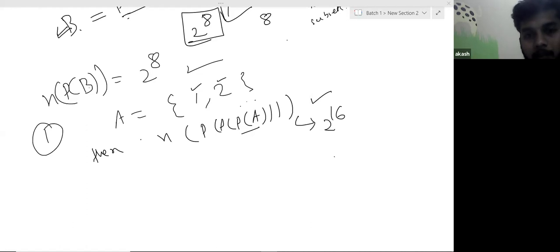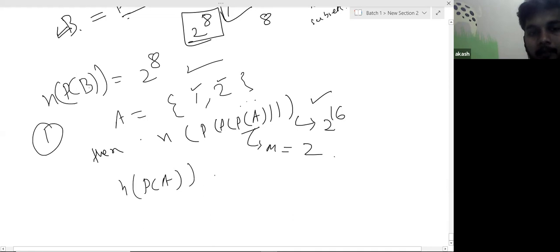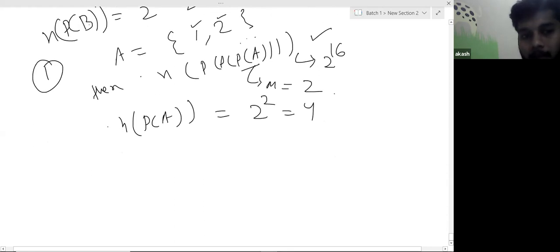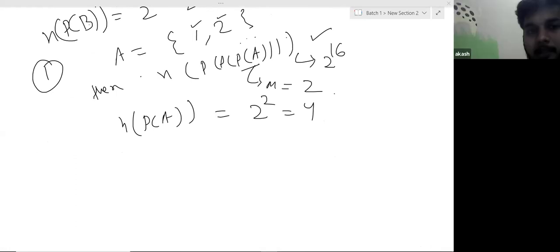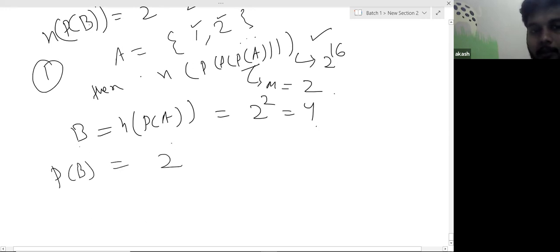Yes, how to solve this? We just saw if number of elements in A is 2 here, then n of P of A will be 2 raised to the power 2, that is 4. Clear till this step? Clear till this step, Gautam? All right. Yes, sir. So number of elements in P of A is 4. Let's call this set B. So there is a set B in which there are 4 elements. So P of B will have 2 raised to the power 4 elements. Am I clear till this step? Gautam, Arsalan? And this is 16.